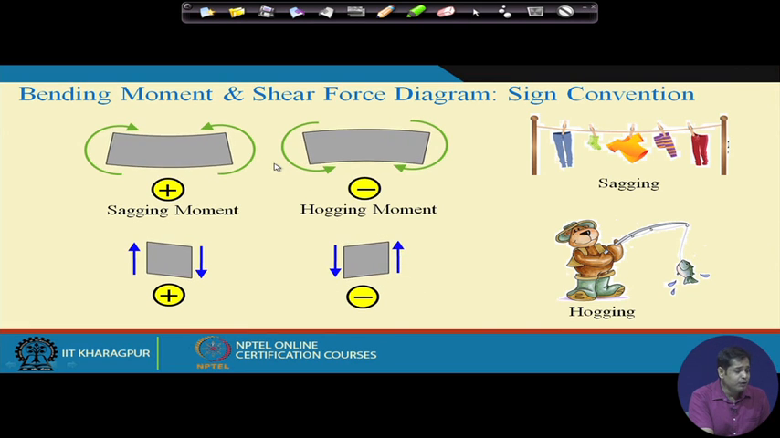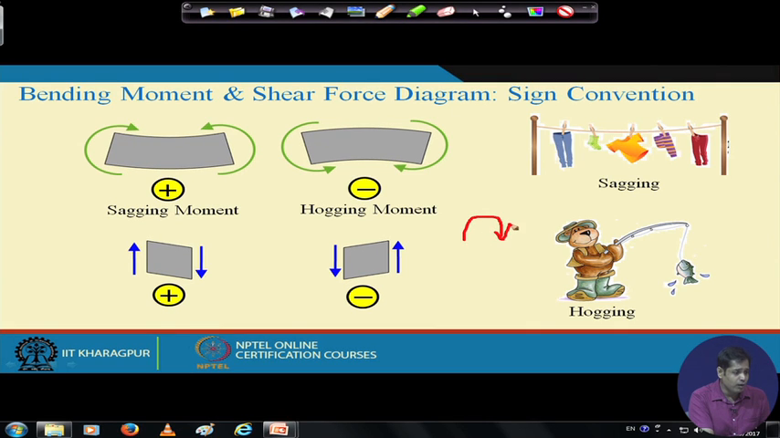Now, if you remember, throughout this course, for all algebraic operations, we have been using clockwise moment as positive and anti-clockwise moment as negative, and vertical direction force as positive and horizontal direction force as negative. Means we took clockwise moment as positive, and this is positive direction and this is positive direction, right? But this sign convention we use for algebraic operation, but when we draw the bending moment and shear force diagram, we use this sign convention, whether it is a sagging moment or a hogging moment.